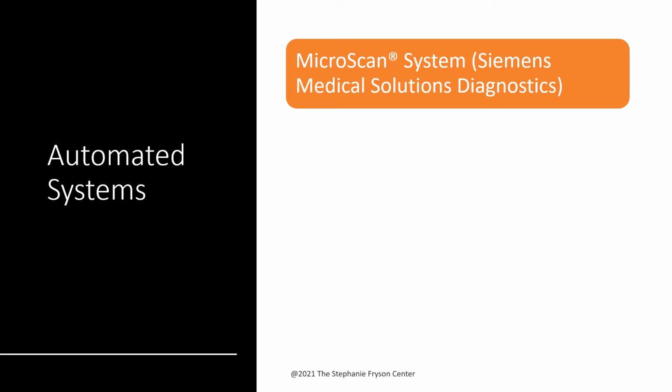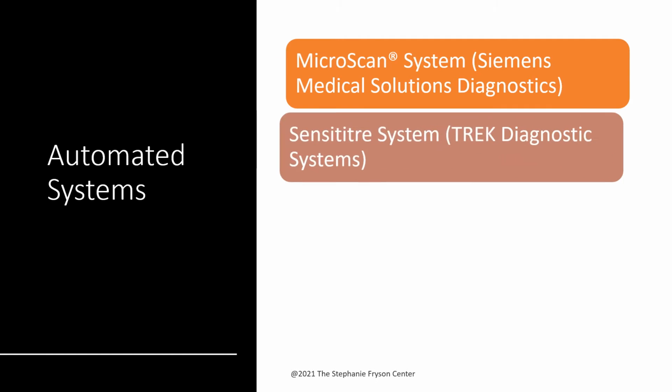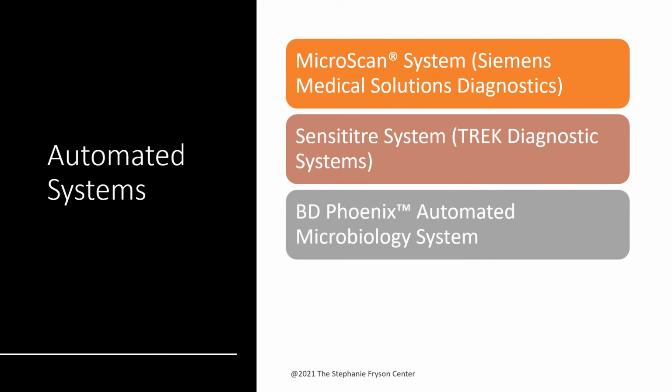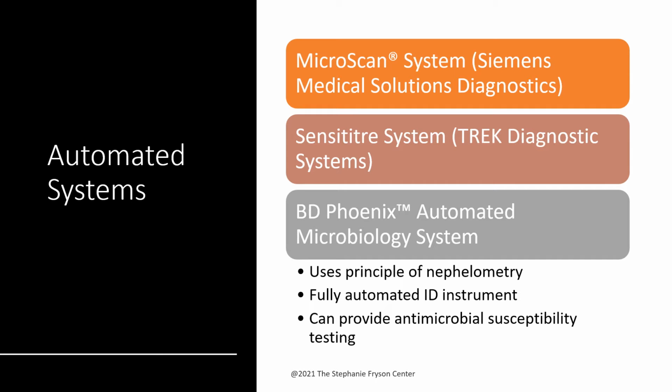The MicroScan is one of the most popular automated systems. Of course, it's made by Siemens, which right now they corner the market in almost everything laboratory. There's another one, Trek Diagnostic has a system, BD Phoenix. So this is just giving you some names. Again, MicroScan is the one that's important because a lot of people have it, and then Phoenix, a lot of people have that too. You don't have to remember all of them, but just be aware that they exist. What you have to know, when we get into the details of the principles, is nephelometry, what it is, and that they can provide susceptibility testing.